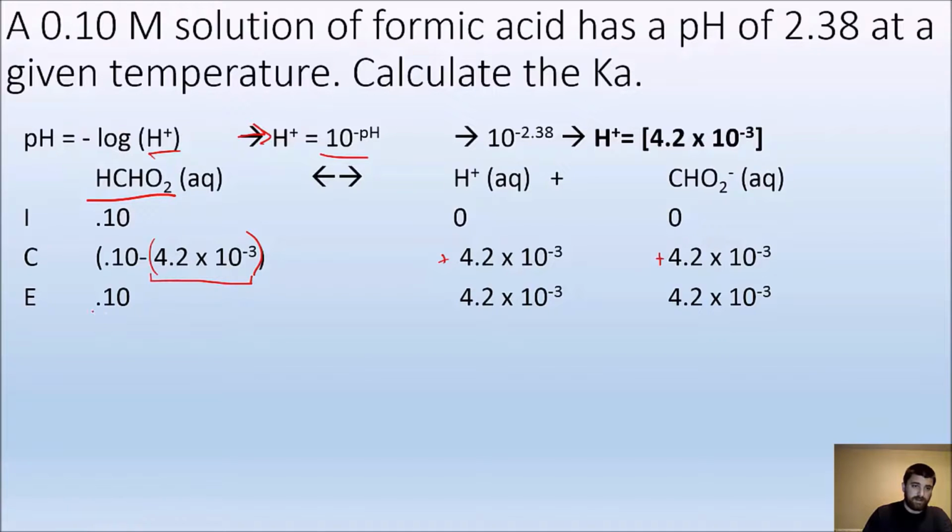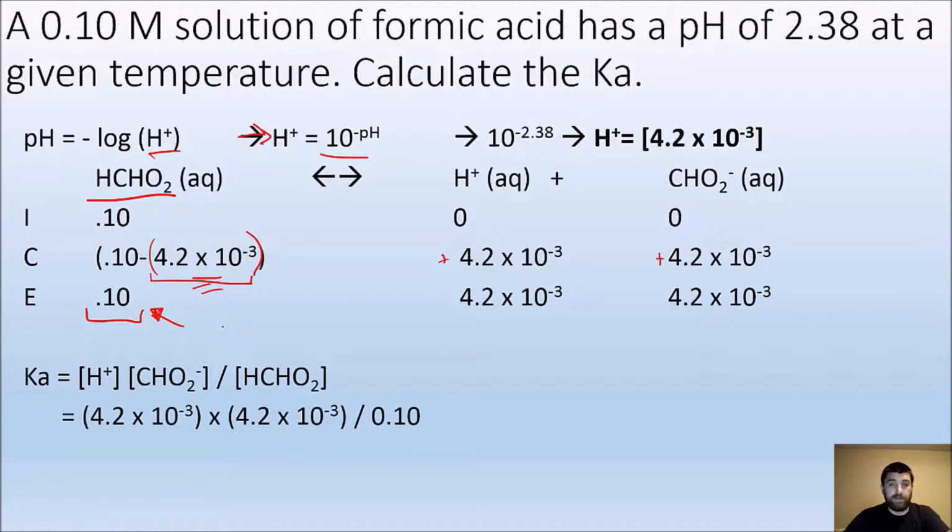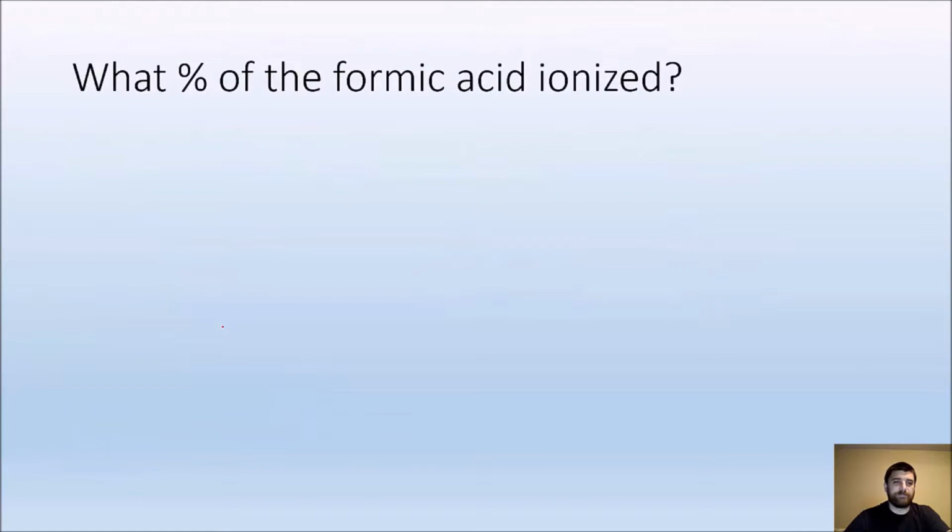Notice that my original weak acid concentration stayed the same, because when I subtract this tiny, tiny number from 0.10 and round to sig figs, I still get 0.10. So that kind of helps simplify things. So I got my Ka expression and I plug the numbers in, right? H+ is 4.2 times 10 to the minus 3. Same thing for the anion, and I divide all that by the concentration of formic acid, which is 0.10, and I get this as my Ka. And that's how you do those problems.